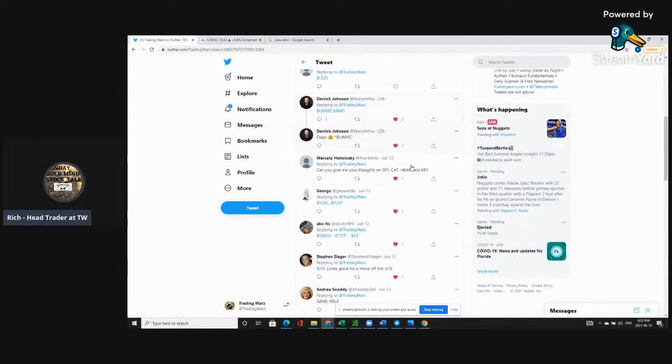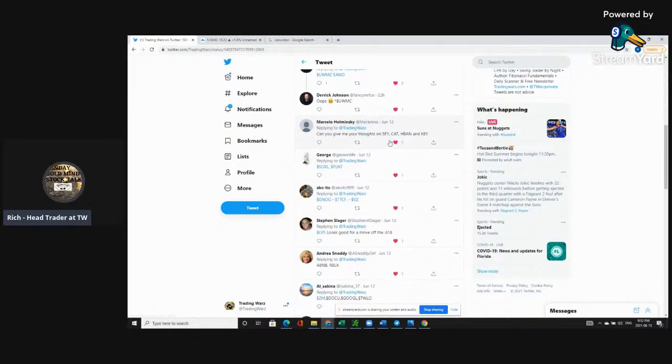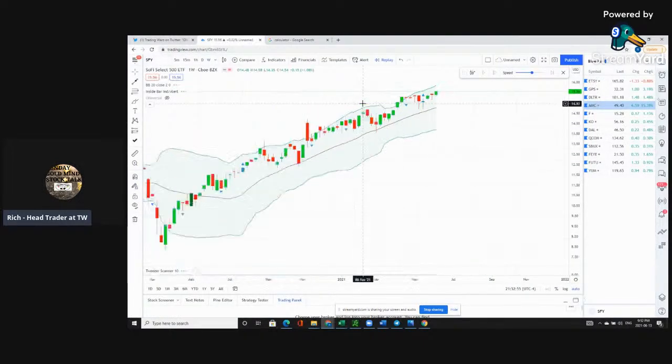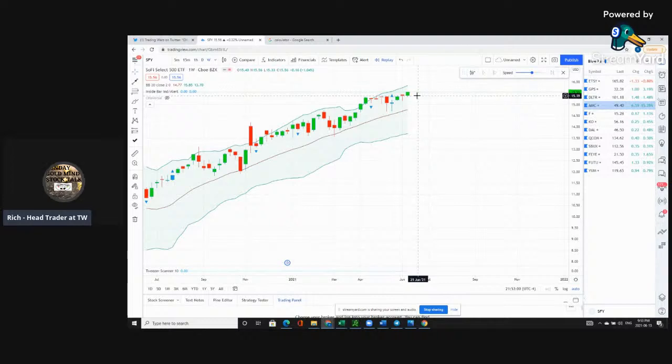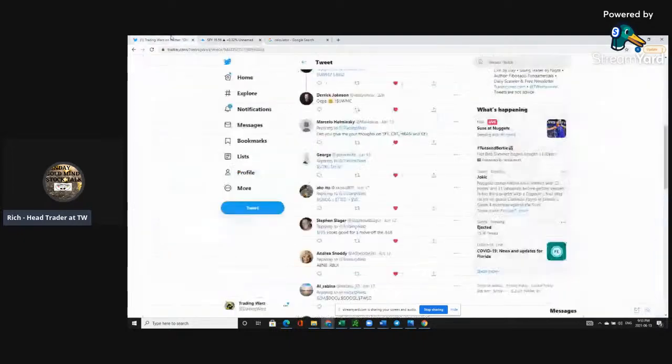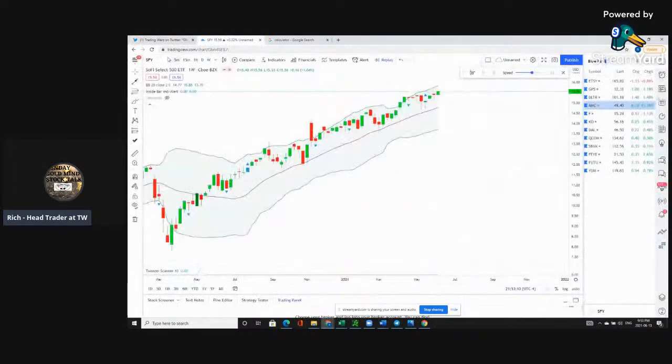AMD, we already talked about that one. Okay, Marcelo, let's do this. SFY, I think we did that, but let's do it again. Very bullish, extremely bullish. Here was the inside bar. This looks like an index, so basically the same analysis as SPY. Just watch the weekly pivots and keep those on your chart. CAT.